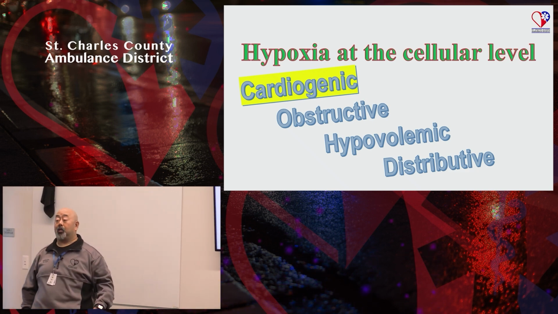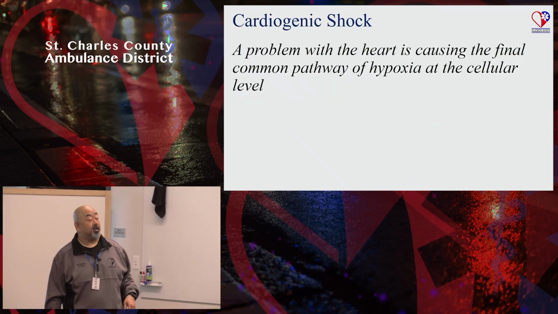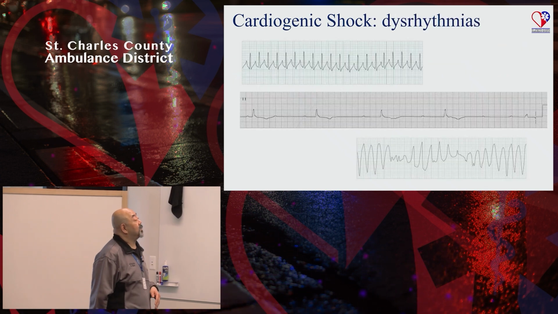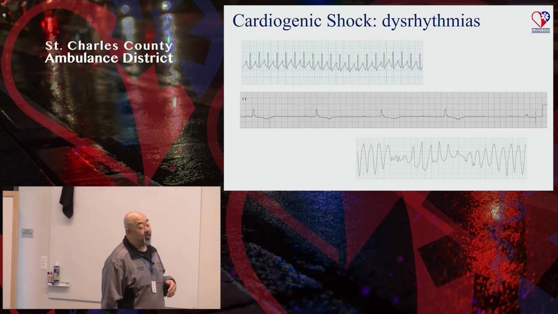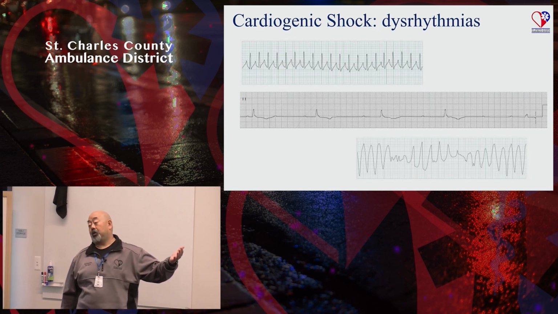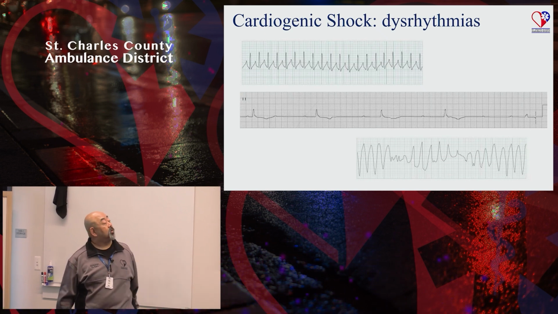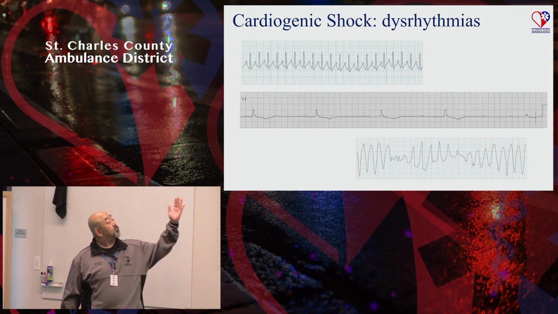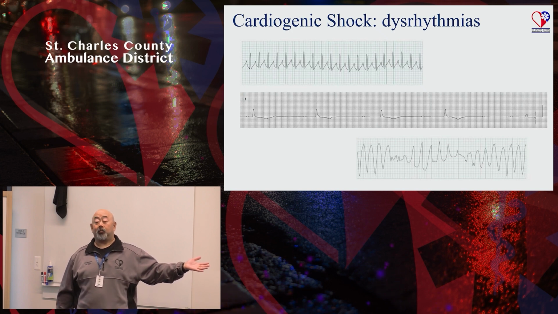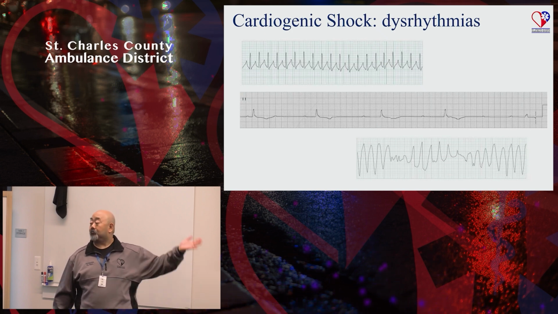Today, however, we are focusing on cardiogenic shock because we are talking about cardiac emergencies for this module. Cardiogenic shock simply means a problem with the heart is causing hypoxia at the cellular level. One cause is dysrhythmias, which we already talked about in the first hour: SVT, torsades, complete heart block. What's nice is that these are largely fixable by you, in the back of your truck. So from a reversibility standpoint, great.